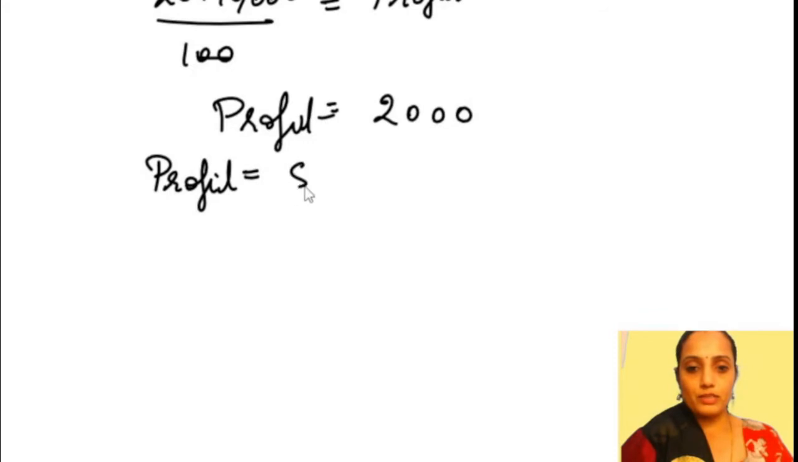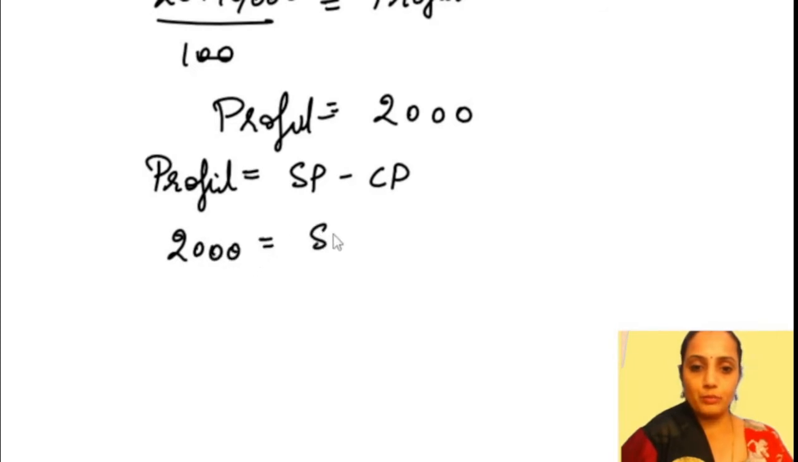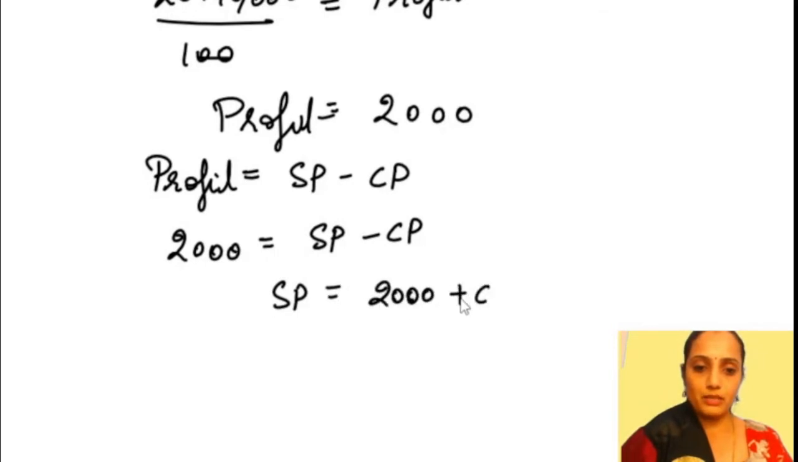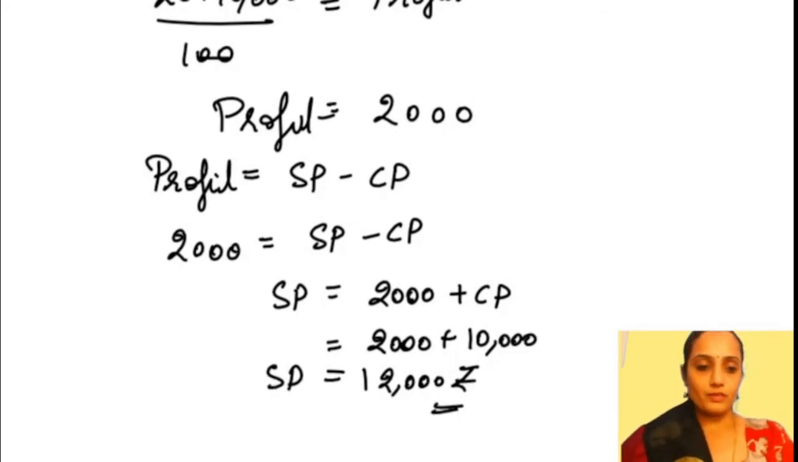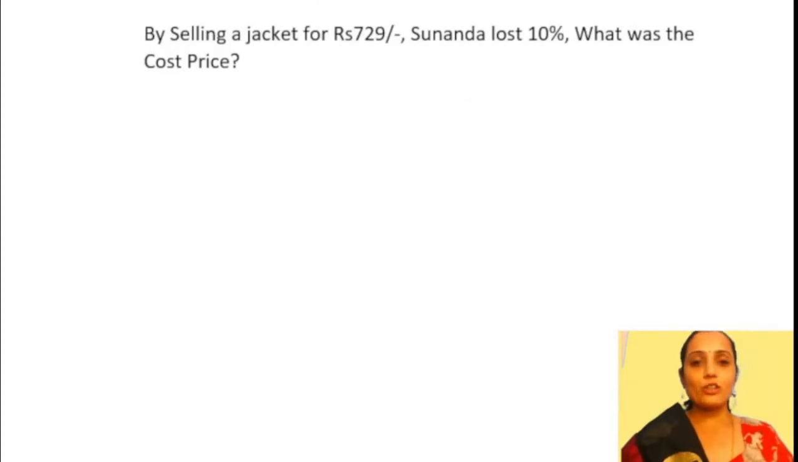Profit is equal to selling price minus cost price. Okay, so we have 2,000 is equal to selling price minus cost price. So selling price will be 2,000 plus cost price, when this goes to the other side of the equation. So this becomes 2,000 plus 10,000, 12,000 rupees. So this is your selling price. Okay, let's look at the next question.